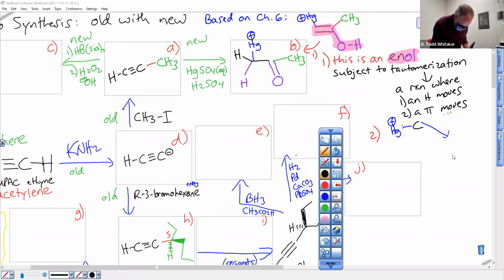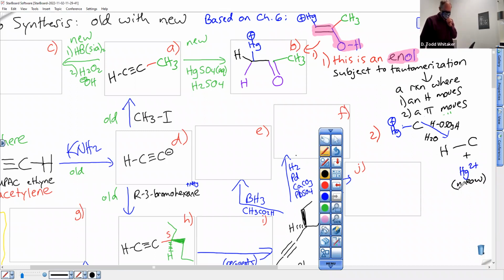Okay, gonna react that with sulfuric acid, HOSO3H, there we go, and water. Okay, and what you get is CH plus Hg2 plus, with a little feline noise. Why do we have that little feline noise? Catalyst is back. The reaction's called protonolysis.